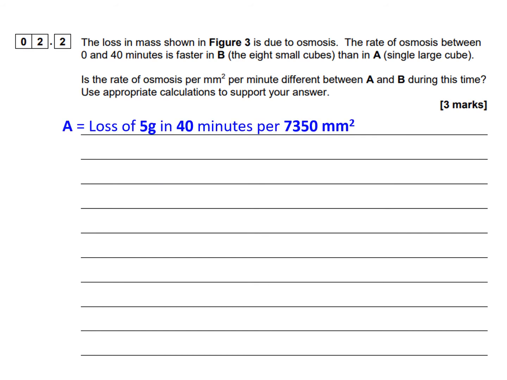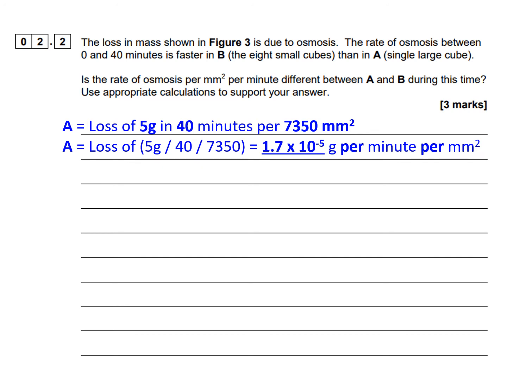So if we just jot down our calculations here, A is a loss of 5 grams in 40 minutes with the given surface area, but it does ask us per millimeter squared per minute. So if we divide by 40, we get 2 per minute. And if we divide by 7,350, we get 2 per millimeter squared. And that will give us a value of 1.7 times 10 to the power minus 5 grams per minute per millimeter squared.